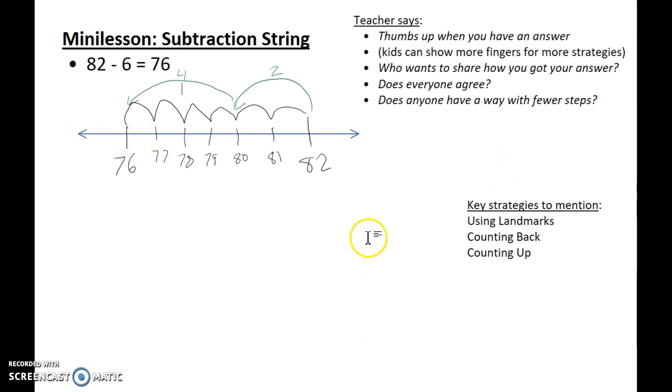Typically, and I think we've all found this, if someone says, well, I just went back 6, what they really meant is that they went back by 1 6 times. So try and get them to verbalize that. If someone says, I just subtracted 6, ask them, well, what did you do in your head when you subtracted by 6? And most likely they'll say, I said 81, 80, 79, 78, 77, 76. So try and get them to verbalize that and really push them towards making these jumps as more efficient.